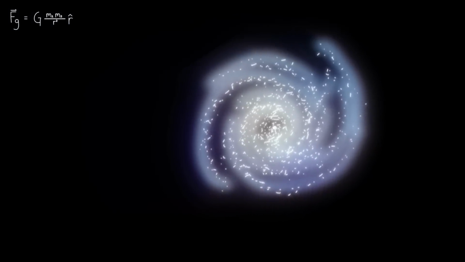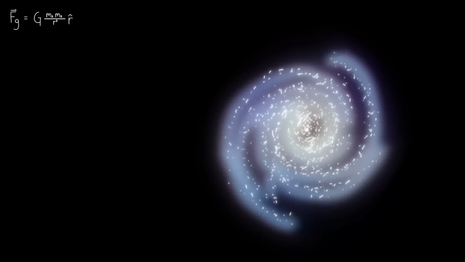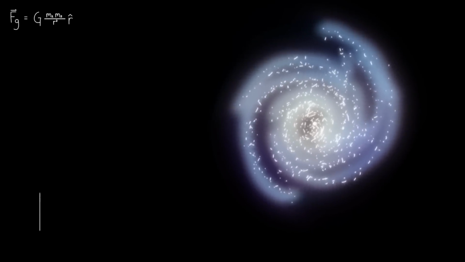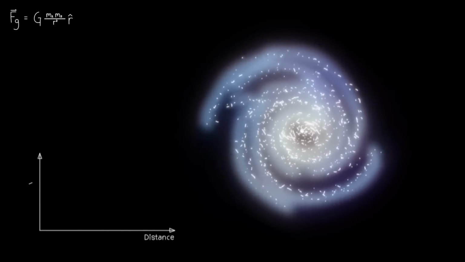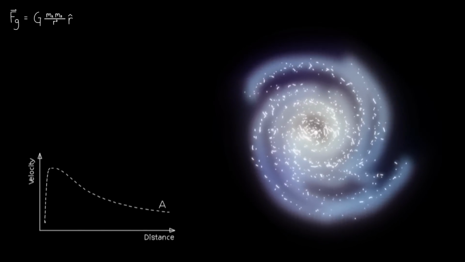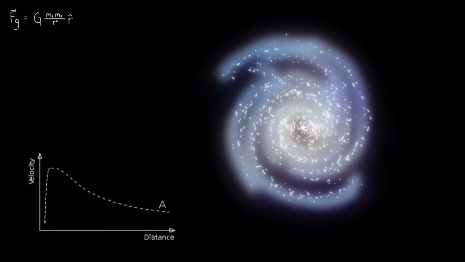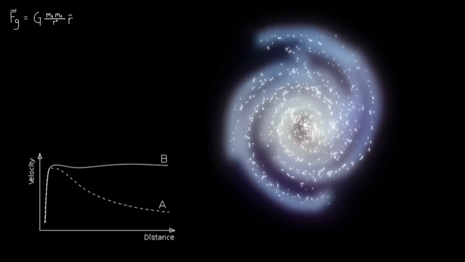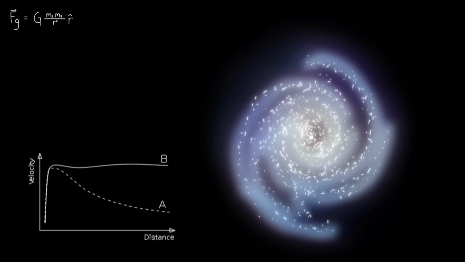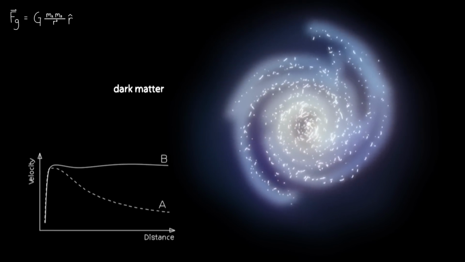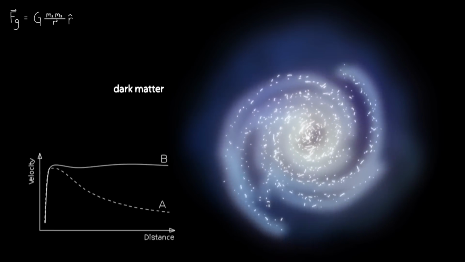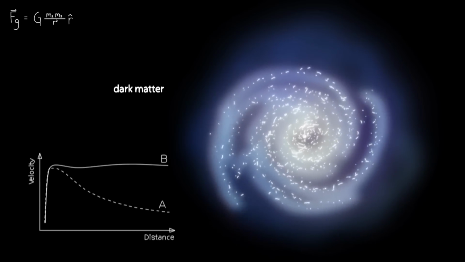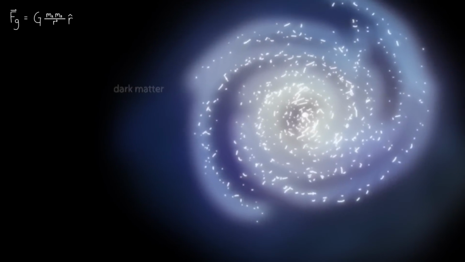Speaking of galaxies, Newton's law also tells us how fast galaxies should rotate. We can predict a particular curve for how fast the stars will be moving according to their distance from the center. That's curve A here. But when we measure the actual velocity of those stars, we get curve B instead. This was our first indication of the existence of dark matter, some sort of substance that produces gravity but doesn't interact with light. We couldn't see it, but we could see its effects.